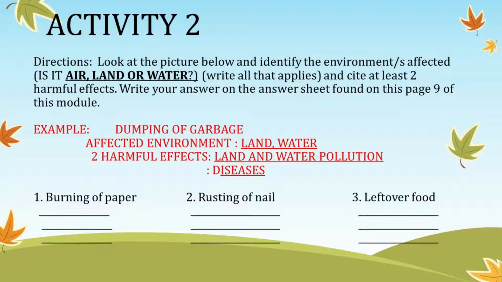Paano po yun? Halimbawa, yung langaw, siya ay dumikit sa basura. Tapos yung langaw, dumikit sa kinakain natin. So, anong nangyayari? Napupunta sa atin yung sakit na dala-dala ng langaw galing sa basura. So, garbages can cause diseases. So, that's an example. So, that's what you're going to do in the 3 number: burning of paper, rusting of nail, and leftover food.